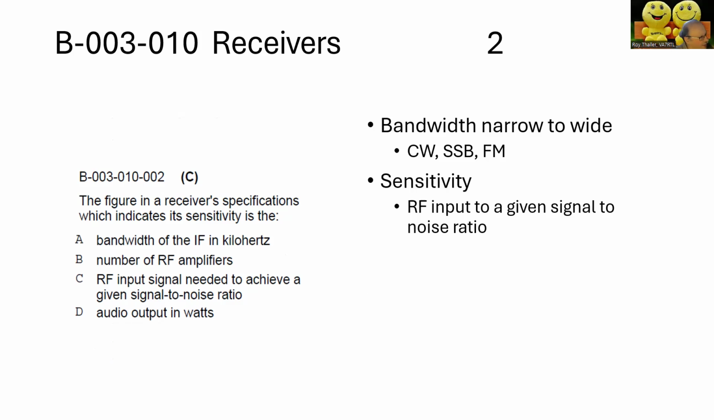The figure in a receiver specification which indicates its sensitivity is the... C is the correct one, the RF input signal needed to achieve a given signal to noise ratio. So how sensitive is your receiver?